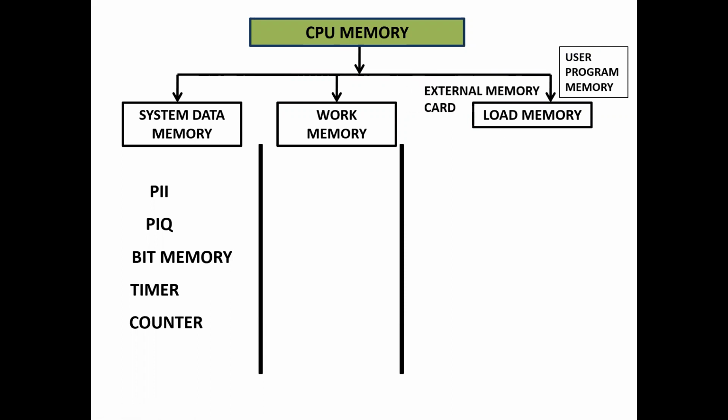But what they did is, nowadays in 1200 and 1500 they have added some internal memory, like 64 KB, 128 KB, depending on the CPU. But if you need more memory, you can extend it by adding an external memory card. This option is given in the 1200 and 1500 controllers.